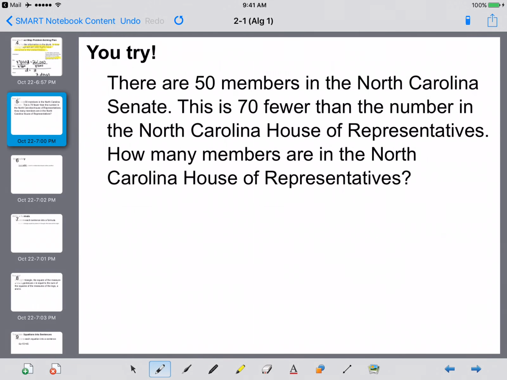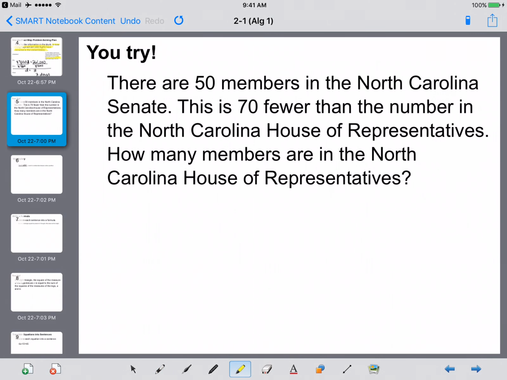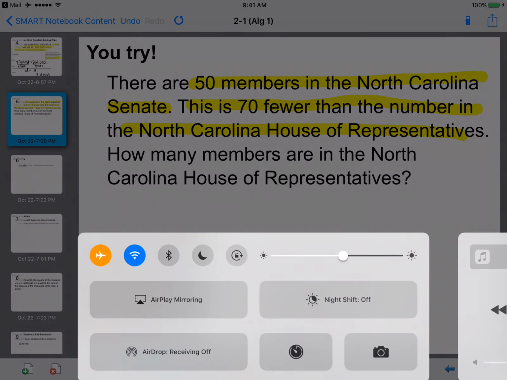I want you to try here and see if you get the answer that you're looking for. So it says that there are 50 members in the North Carolina Senate. This is 70 fewer than the number in the House. How many members are in the North Carolina House of Representatives? So first thing, I'm going to figure out what I need to know. So I know there are 50 in the Senate. This is 70 fewer than the House. How many are in the House?